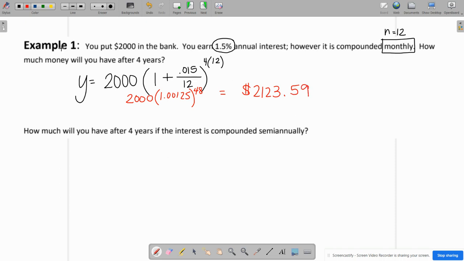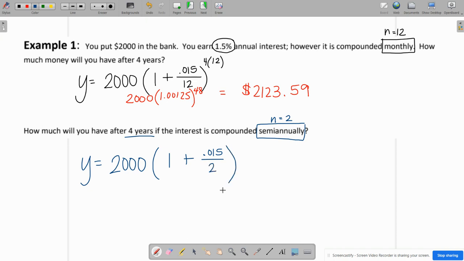So what if we took the same situation and instead, still 4 years, what if it was compounded semi-annually? So not quite as often as monthly. Instead of 12 times a year, it's only going to be 2 times per year. So this just adjusts your formula a small amount. We still have the 1 plus 0.015, but instead of dividing by 12, we'd be dividing by 2 and raising it to the 4 times 2 power instead of 4 times 12.